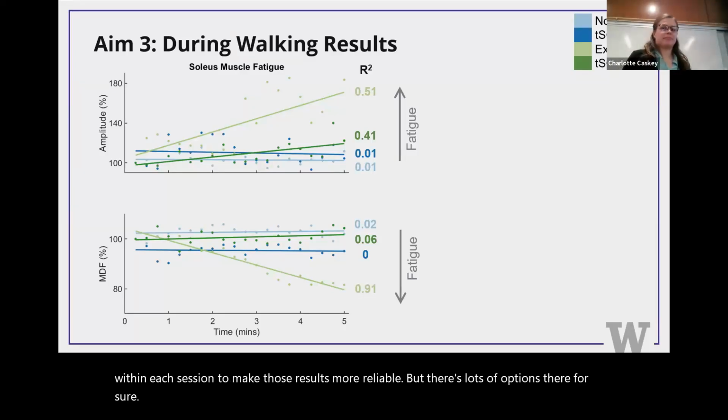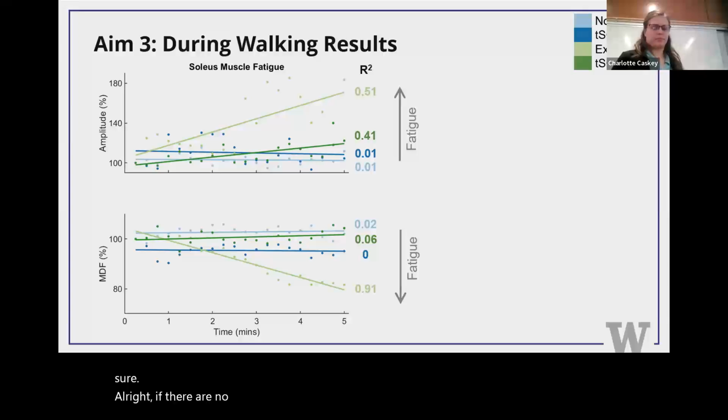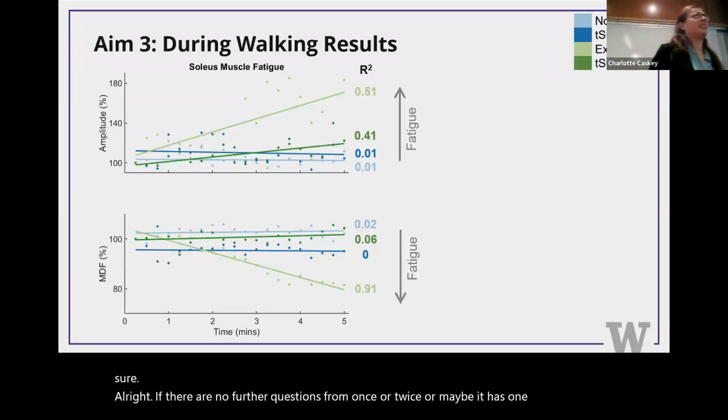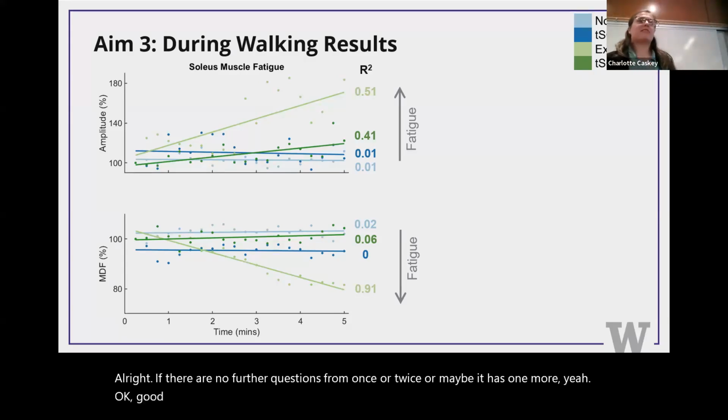All right, if there are no further questions, going once, twice. Oh, Megan has one more. Yeah. Okay, good question. One of the most surprising things I've learned during my PhD.